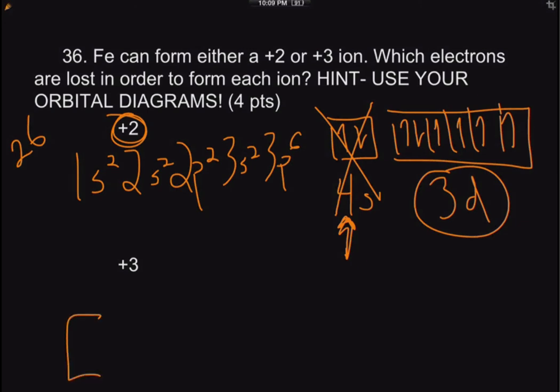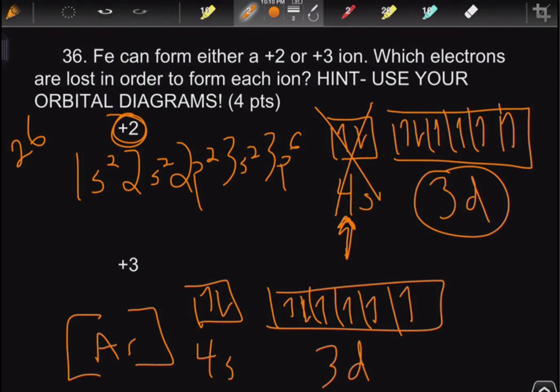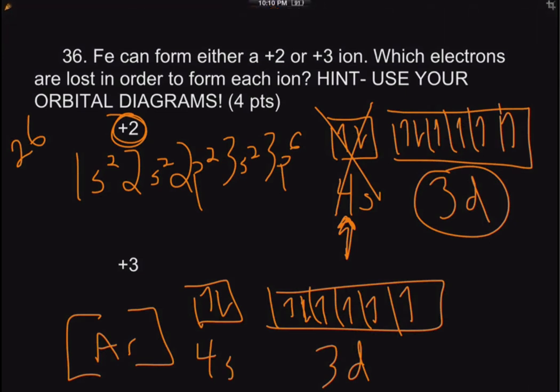Now, when I do this again, I'm going to just use the noble gas abbreviation to make this a little quicker. 4s2 and then 1, 2, 3, 4. There are 6 electrons in the 3d level. In order to get that +3 charge, it has to lose 3 electrons. Which ones is it going to lose? Well, it loses these 2 first. Now, which one might be the next one to go?